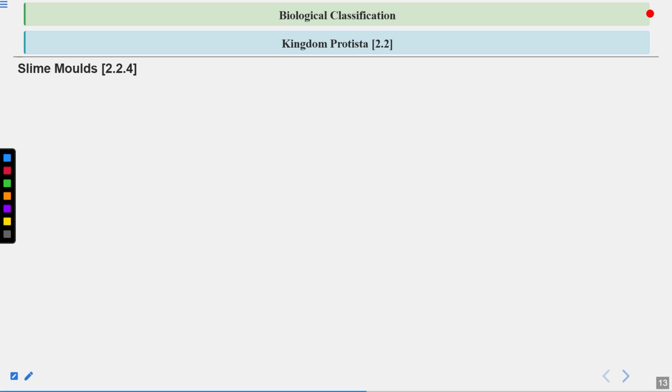Let's talk about the slime molds. Now, I have already told you the kingdom Protista includes members which are plant-like. We have already discussed this. There are organisms which are fungus-like also. So slime molds, they are fungus-like.